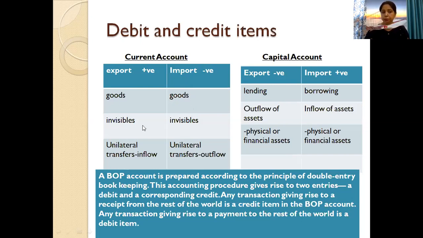Similarly, the invisible items like services or incomes. When we are exporting them, they are entered on the positive side, and when we are importing them, they are entered on the negative side. Then comes the unilateral transfers, that is single-sided. When we get a unilateral transfer from the rest of the world, it is an inflow of foreign exchange, so it is on the positive side of the current account. And when we give assistance to another country, a unilateral single-sided payment, when we give gifts, donations to other countries, then it is an outflow of foreign exchange, so it is entered on the negative side of the unilateral transfer.